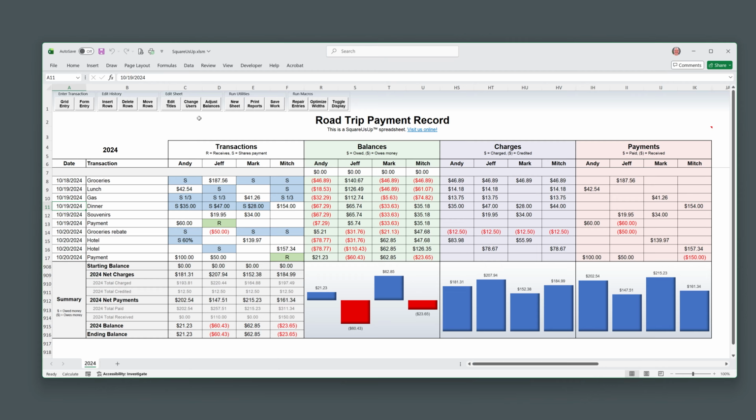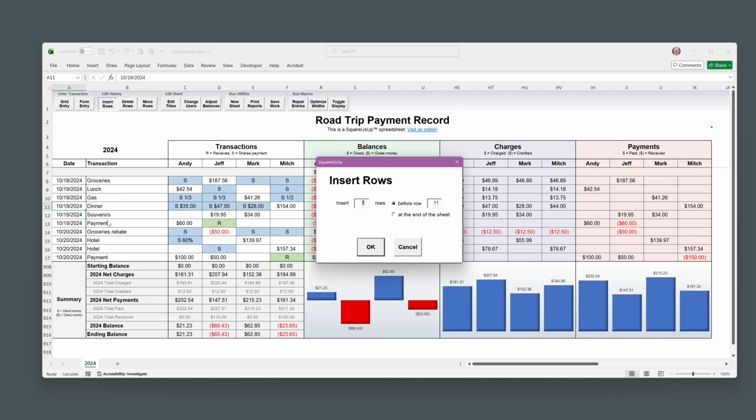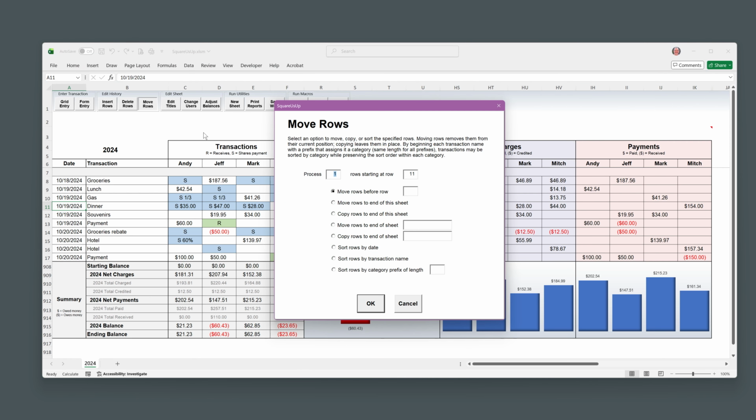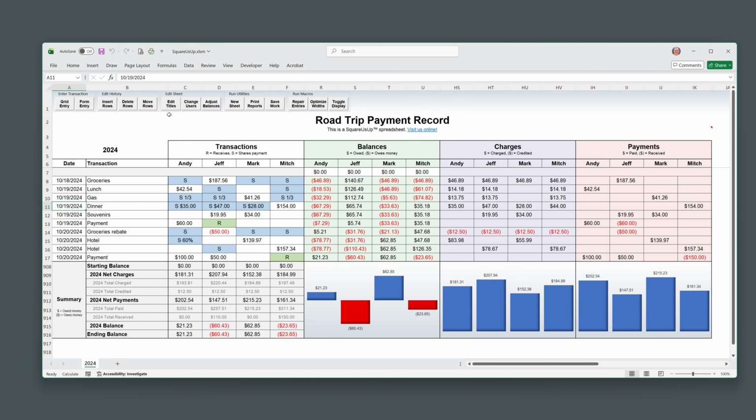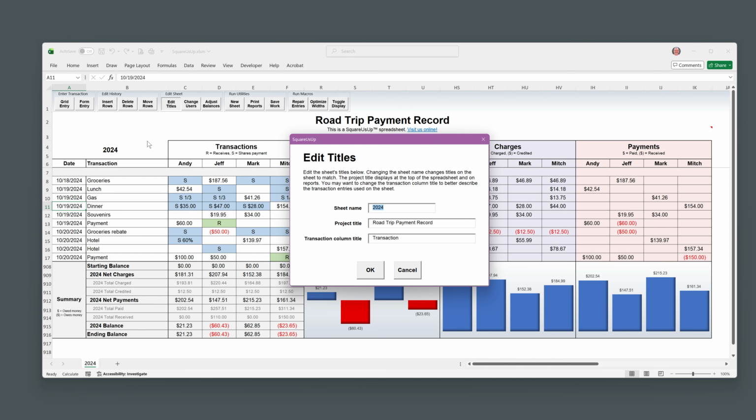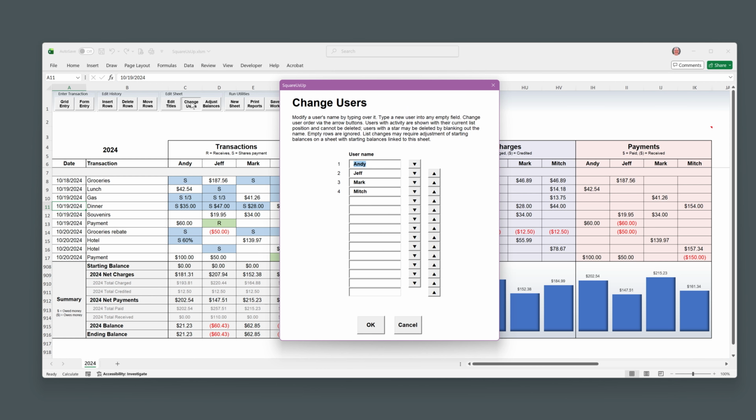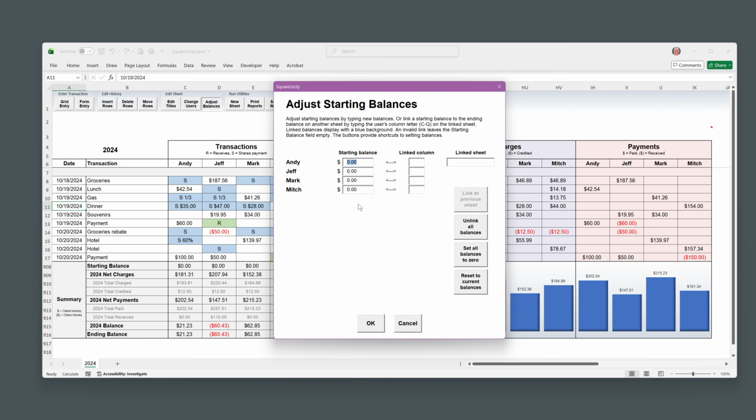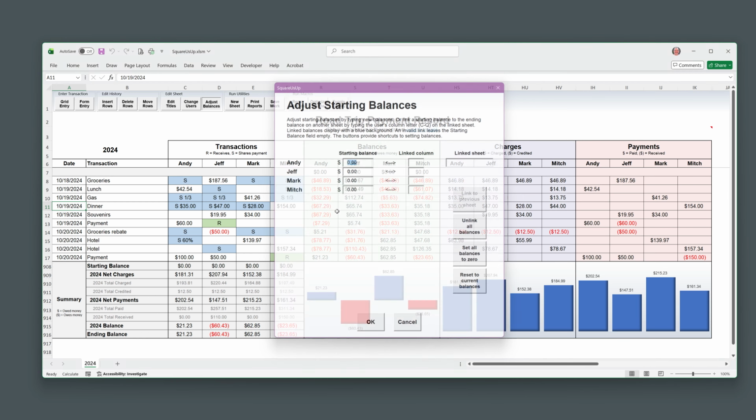The buttons at the top of each SquareUsUp spreadsheet not only provide powerful capabilities to the spreadsheet, but also assure that you're not going to have to know any Excel whatsoever. Insert rows will let you insert rows within your transactions, and delete rows will delete rows you no longer want. Move rows will move them around, copy them to other locations, and even sort your transaction rows. Edit titles simply lets you change the titles on your spreadsheet. Change users makes it very easy to add users, rearrange the users, rename users. Adjust balances lets the sheet start with people having balances other than 0.